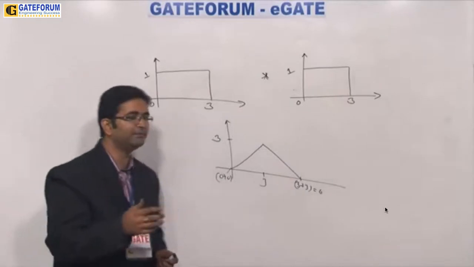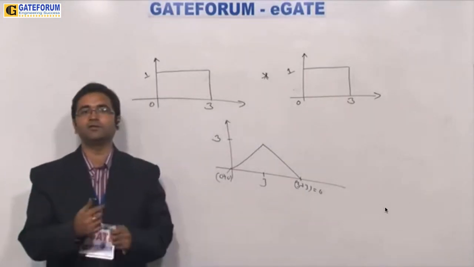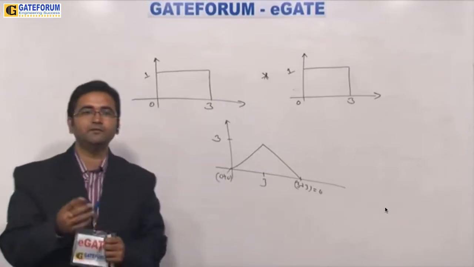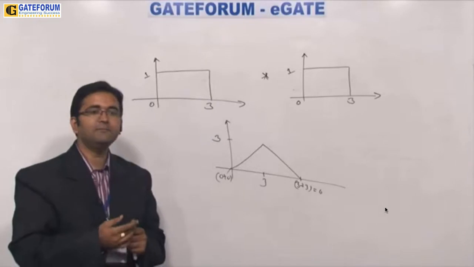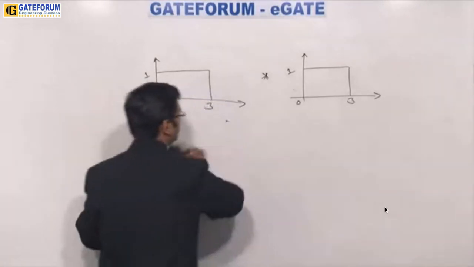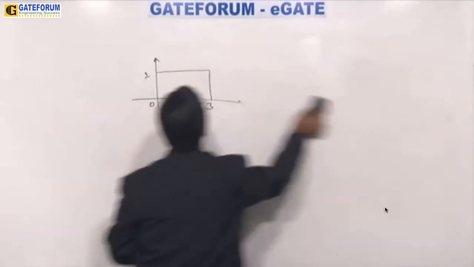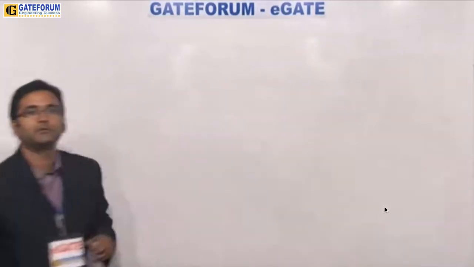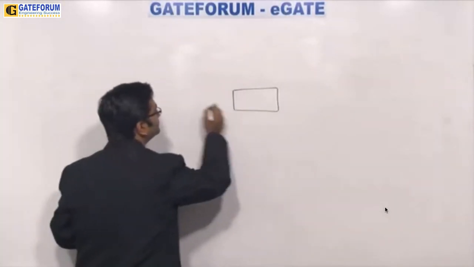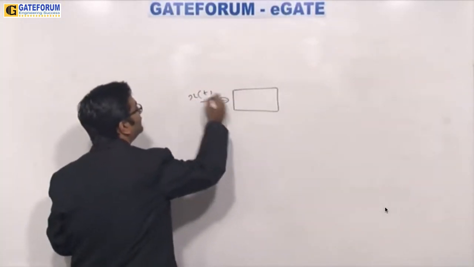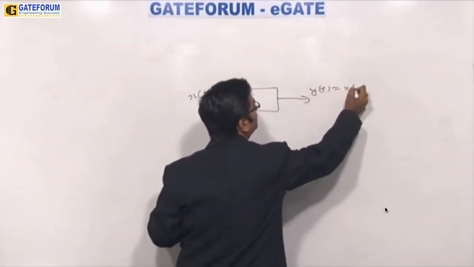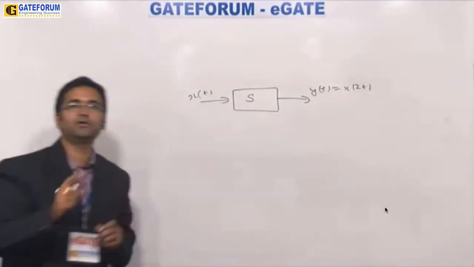I want to know what is happening once I shifted the signal and want to see what is the output, right? So if the input of the signal is x of t, then my output is yt equal to x of 2t. See this. For a given system is like this. Input is x of t, some system s1, and output becomes yt equal to x of 2t. I hope I have understood your problem.